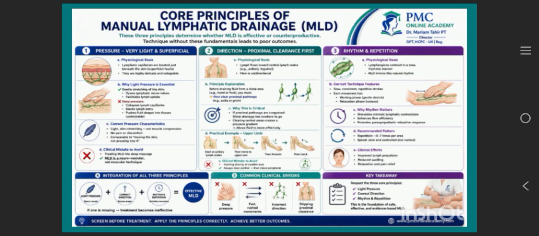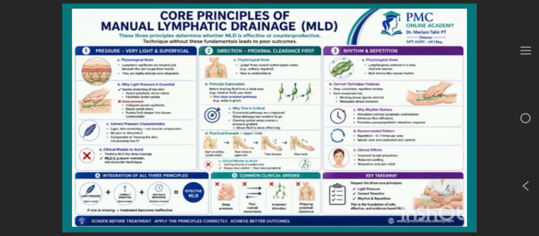Next is the integration of all three principles. Effective MLD is a combination of light pressure, correct direction, and rhythm and repetition. Firstly, light pressure opens the vessel walls. Secondly, correct direction ensures proper flow. Thirdly, rhythm and repetition maintain movement. If one is missing, treatment becomes ineffective. So you have to know the three principles and the exact way.